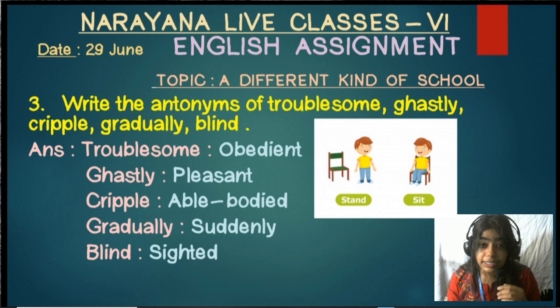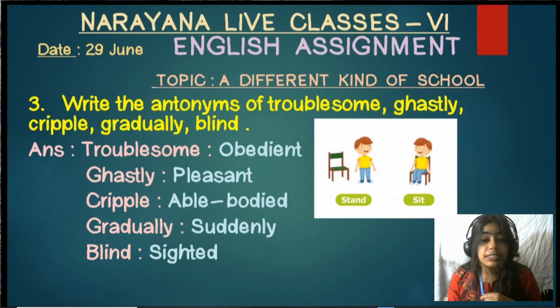Let's see the second word. It is ghastly. So ghastly basically means causing great horror or fear, when somebody gets frightened of something. So the opposite will be pleasant. Third word is cripple. Cripple is used for the people who are not able to walk properly. So obviously the antonym will be able-bodied. The next word is gradually. Gradually means something which is very slow, something which is moving slowly and slowly. So the opposite will be suddenly.